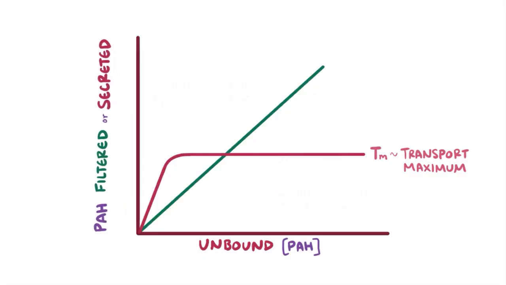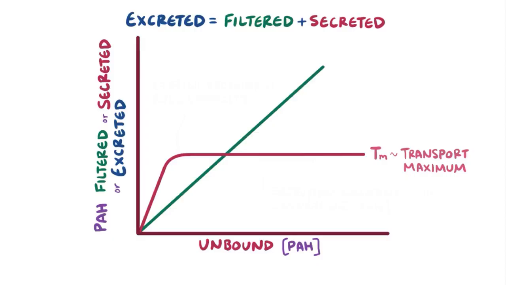Finally, we can add the PAH that gets excreted in the urine to the graph. And excretion in the urine is the sum of the filtered PAH plus the secreted PAH. In our graph, below the transport maximum, small increases in plasma PAH concentration give rise to steep increases in the PAH that gets excreted, since both filtration and secretion are rising. Above the transport maximum, though, secretion gets saturated. So with increases in plasma PAH concentration, only the filtration component increases, and excretion rises less sharply and becomes parallel to the filtration curve.